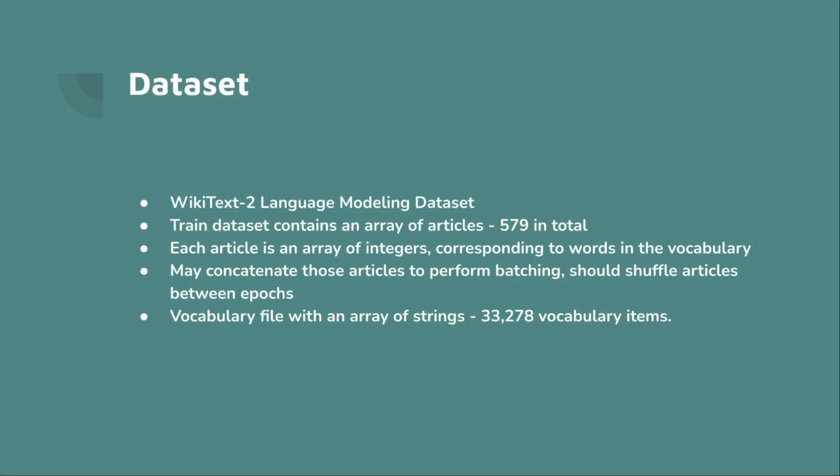Coming to the dataset in this homework, we will be using the Wikitext2 language modeling dataset, which has 579 articles, where each article has a different number of words. One of your first tasks would be to append and prepend SOS and EOS tokens that you have previously encountered. The dataset itself has the sentence sequences in the form of word IDs, which we decode using a separate vocabulary file that has also been provided to you. This vocabulary file has 33,728 items consisting of words, characters, and numbers.